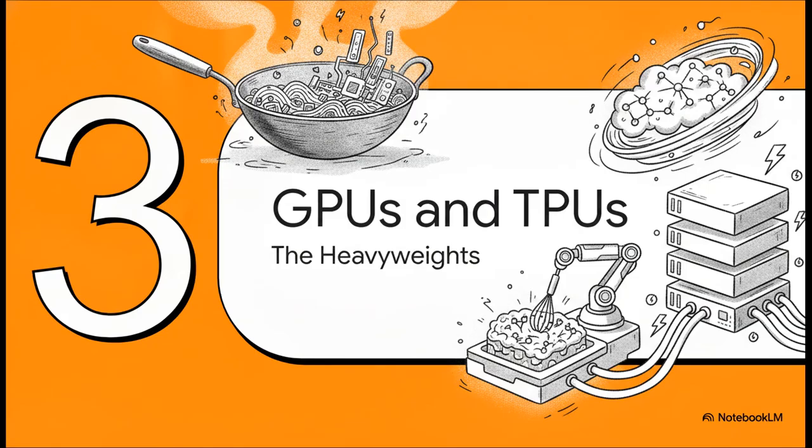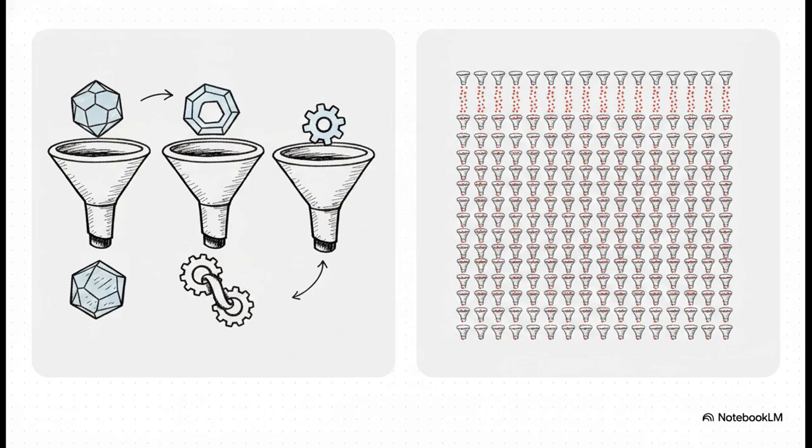All right, let's step over to the heavyweights. We're talking about the giant wok and the pastry specialist, where the massive, power-hungry AI training actually happens. Here's where the paradigm shifts entirely. While CPUs have a few deep cores optimized for low latency, GPUs flip this model on its head. They use thousands of much simpler cores built purely for raw throughput. They execute the exact same instruction across thousands of data points at the exact same time.